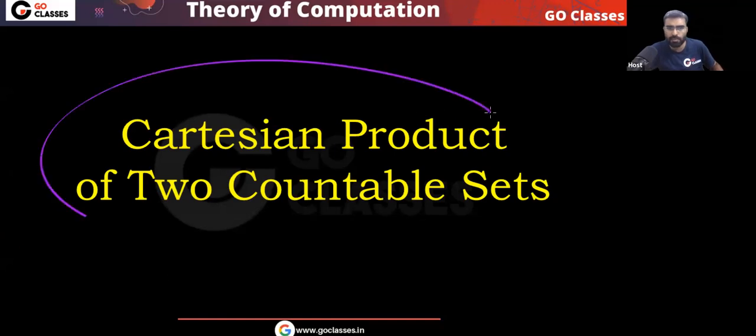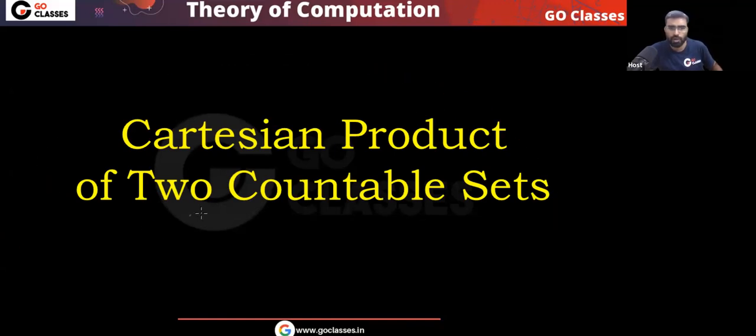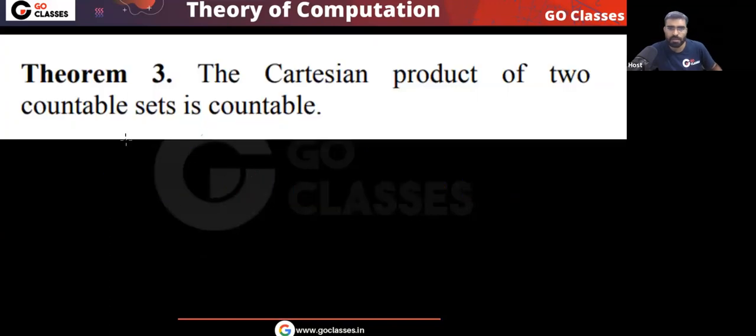What about Cartesian product? Let me know. What about the cross product of two countable sets? If you have two countable sets, what about their cross product? The Cartesian product of two countable sets will be countable. But how to prove it? Tell me. The Cartesian product of two countable sets is countable.